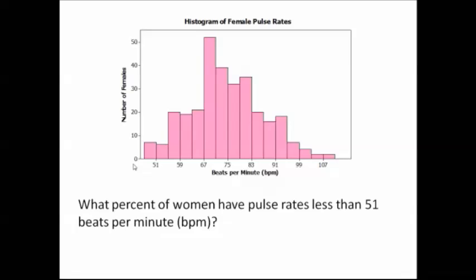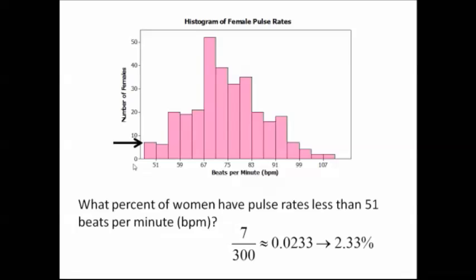Let's stick with 7. 7 women among these 300 have a pulse rate less than 51 beats per minute, this extremely slow pulse rate of 51 beats per minute. How do you determine that percent? It's not too terribly tough. There it is, our height that we're looking at there with the arrow.